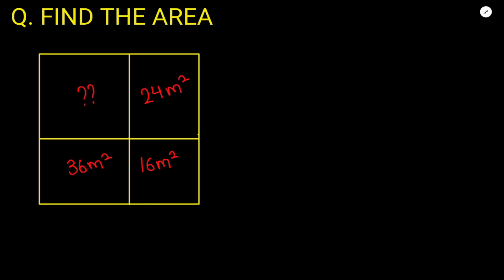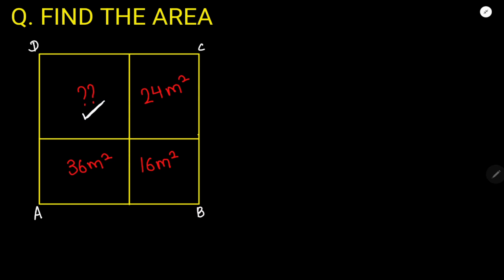Hello everyone. So in this video we have a question where we are given a rectangle. This ABCD is a rectangle, right? And then inside this rectangle we have another 4 rectangles, and we are given the area of 3 rectangles out of these 4, and this we need to find, right?